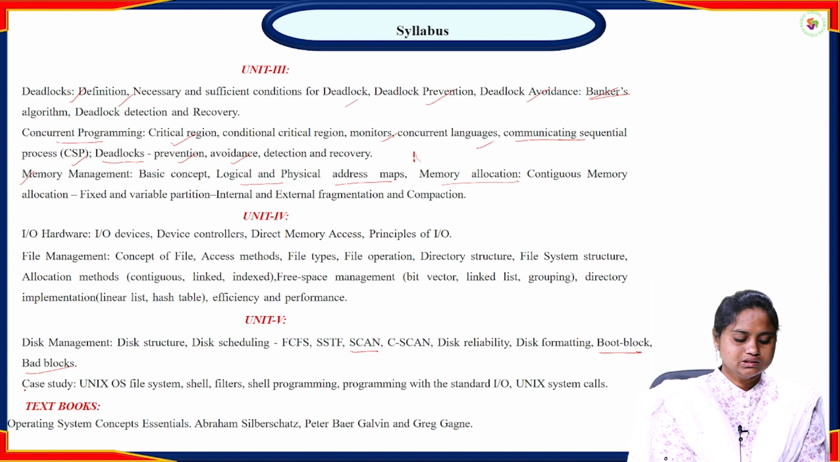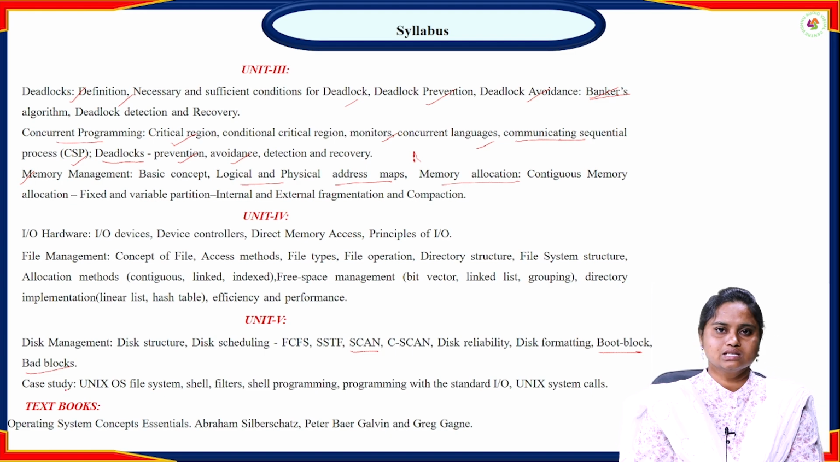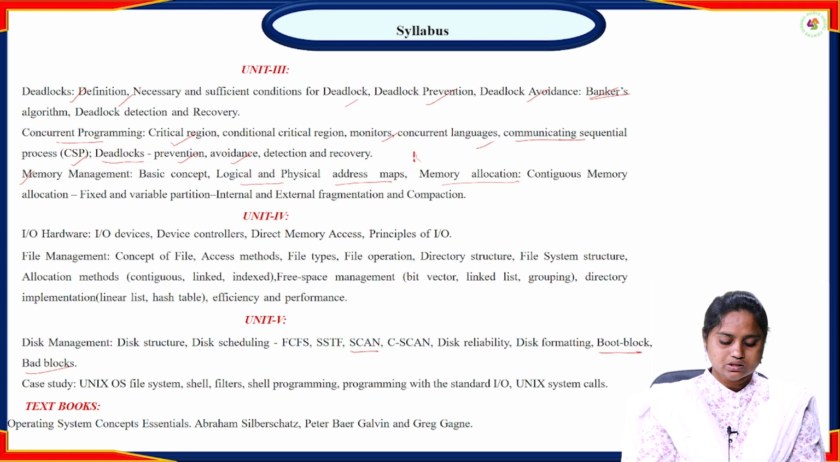And in the last we have case studies on operating systems. We know that there are multiple types of operating systems. In these case studies we have the Unix operating system, how its file systems work, a shell case study, filters, shell programming, and the standards with input output, and Unix system calls. These are some real-time case studies we are going to learn.